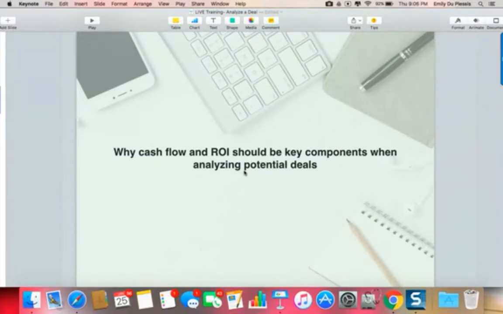So things like depreciation, mortgage interest reductions, those sorts of things, or deductions. So that's just like the straight cash that you're earning a year.